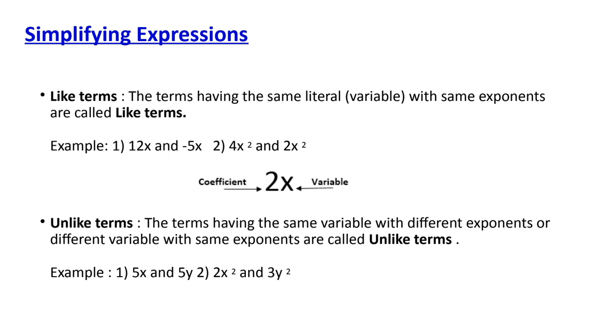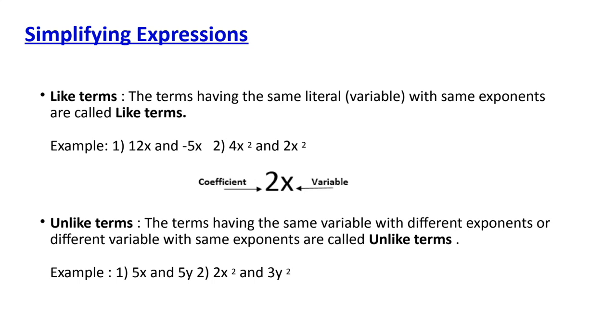Okay, so what are like terms? Terms having the same literal variable with the same exponent are called like terms. For a term to be a like term, we need the variable, in this case an x, so the letter, and the coefficient. The coefficient is the number in front of the variable. The variable has to be the exact same as the other variable, including the exponents, for it to be a like term. I'll show you more examples of this as we go.